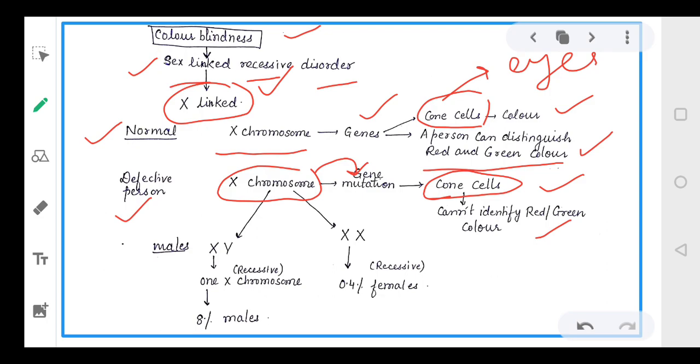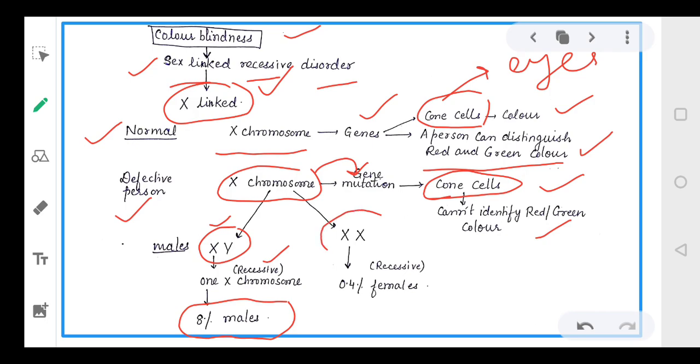Now देखिए मेल में XY है, so there is only X chromosome, एक single X chromosome है, तो यहाँ पर अगर single ही एक X chromosome है तो even the recessive condition will be expressed. तो अगर recessive भी है तो वो भी express हो जाएगा because it only has one chromosome. So it has been observed that 8% of the males have this color blindness. Okay, 8% of the males have color blindness.